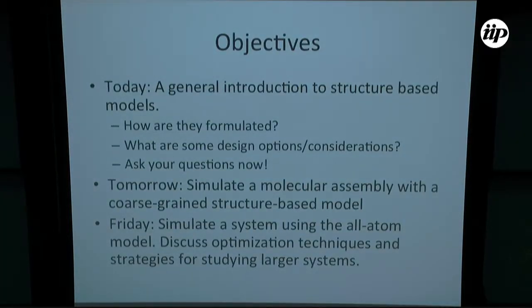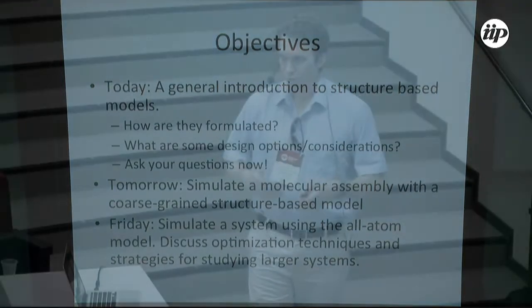So as I said, it's a basic discussion of how these models are formulated, what the terms are, what goes into them. They're really not that complicated, but people often feel there's some sort of mystery, there's something hidden, and that's not the case. So we'll go over that today.